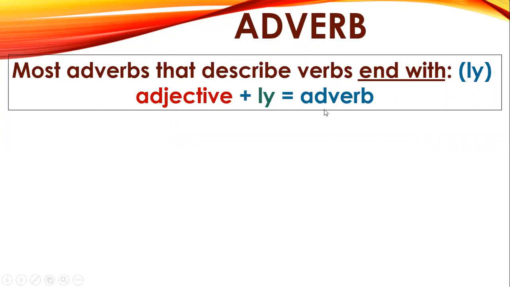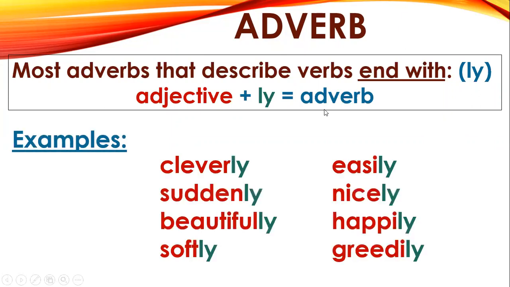Let's see some examples. Clever is an adjective. We added the ly to the word clever, so it became an adverb. Cleverly is an adverb. So, cleverly, easily, suddenly, nicely, beautifully, happily, softly, greedily. All of these words are adverbs. They describe verbs.